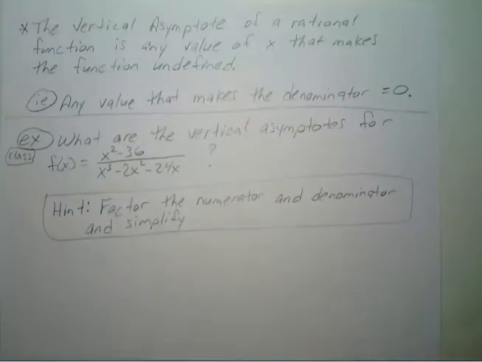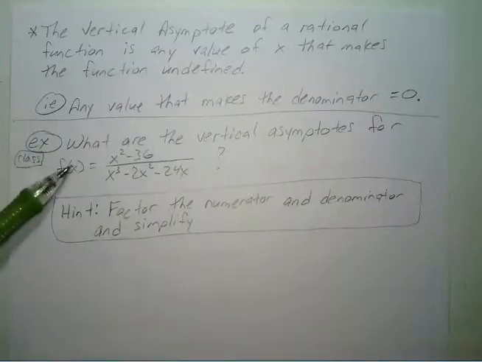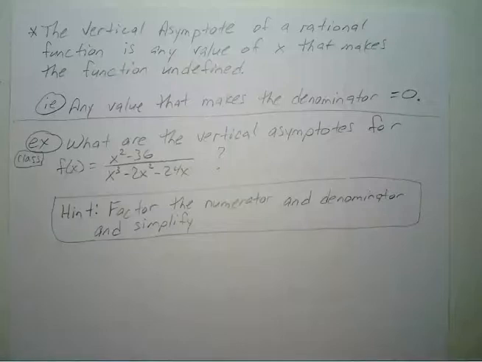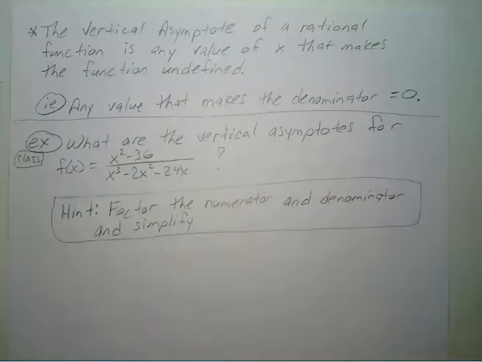And that is finding the vertical asymptote of a rational function. Your vertical asymptotes are really just all of the values of x, or whatever your independent variable is, that would make the function undefined. In other words, any value that makes your denominator equal 0.